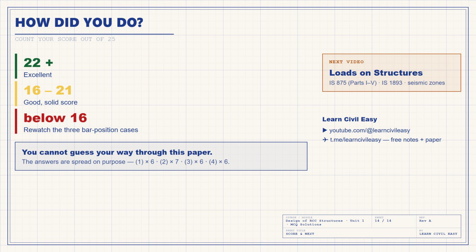One more thing, if you were guessing, you may have noticed the answers do not favor any one option number. That is deliberate. 6 answers are option 1, 7 are option 2, 6 are option 3, and 6 are option 4. You cannot game this paper. You have to know it.